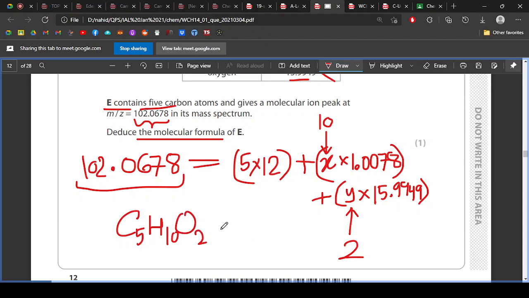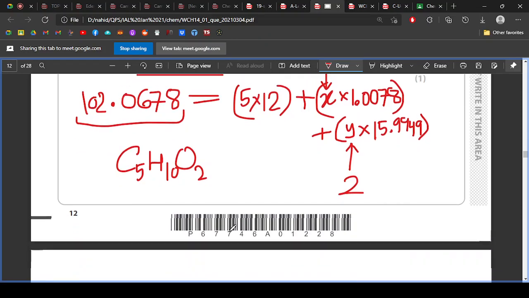Just remember this as a rule of thumb: in most cases you will have a lot more hydrogen than oxygen. I don't think you have ever come across an organic compound where there's more oxygen than hydrogen. That's really never the case.